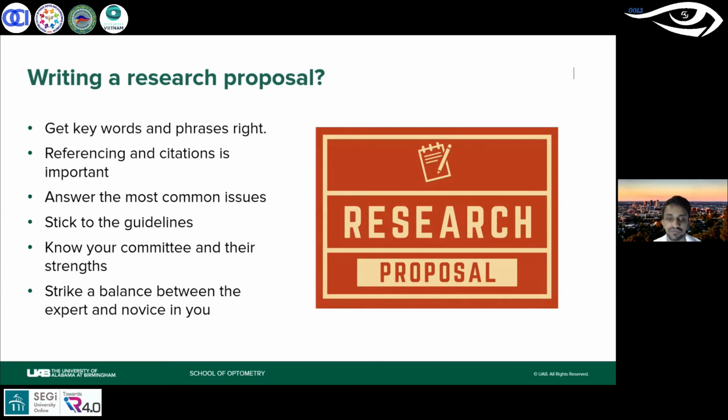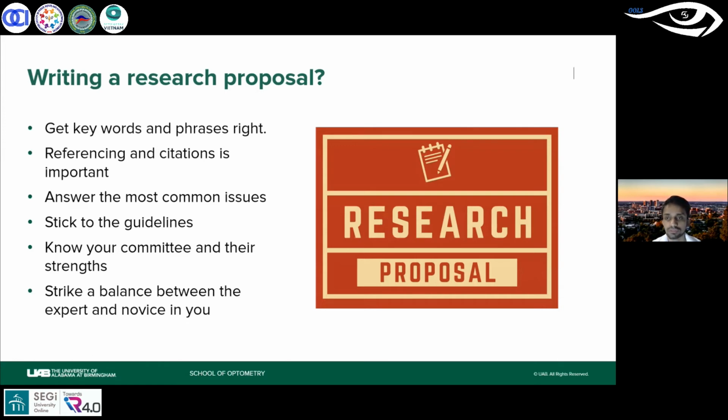Stick to the guidelines. If they do provide a template or guidelines, stick to it. Don't go above or beyond, because that's what they're looking for and you don't want to waste your time or theirs. Know your committee and know their strengths, especially for students. If you know who is going to be reviewing it, know the committee and know their strengths. If on your committee there are four people who are experts in contact lenses, you don't need to waste a lot of your time trying to explain the contact lens ideas, or why orthokeratology is important, etc. They already know that. They don't need to be told about that. So focus on something that they don't know.